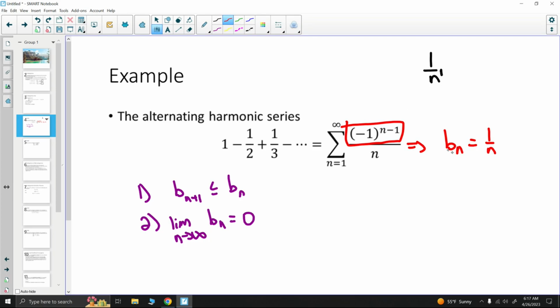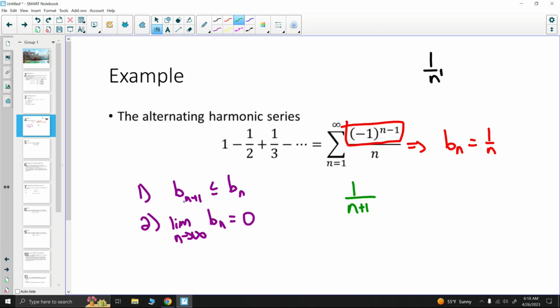Okay. So what we want to see is, first off, whether b sub n plus 1 is less than or equal to b sub n. Now, there's a couple ways we can do that. First of all, we simply just compare the two values. So b sub n plus 1 is 1 over n plus 1.